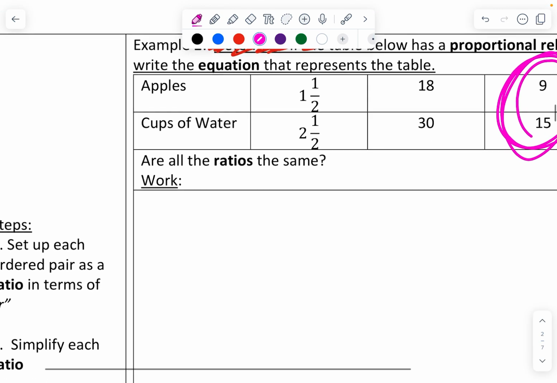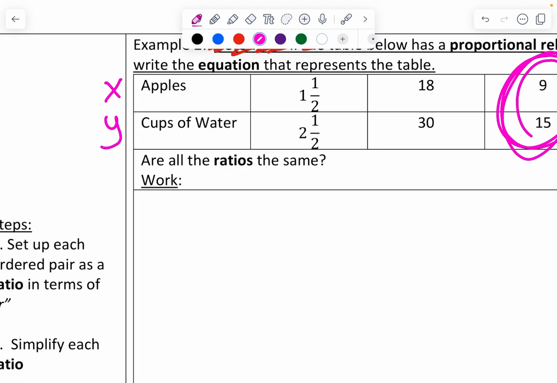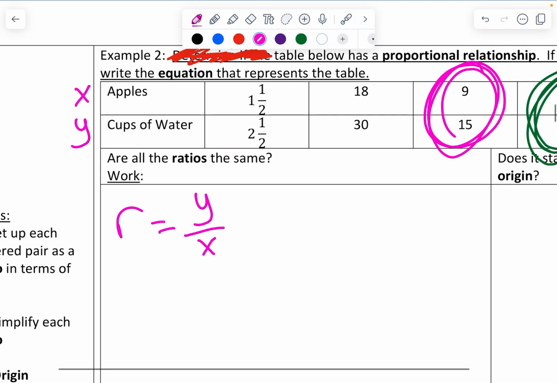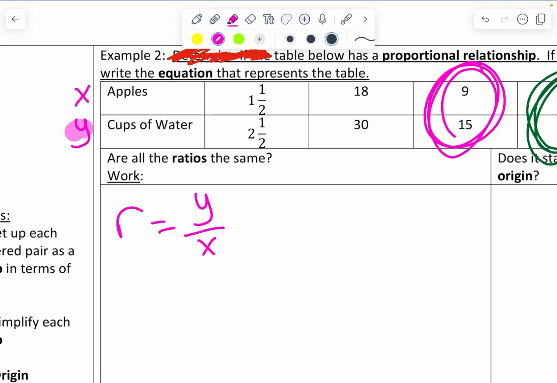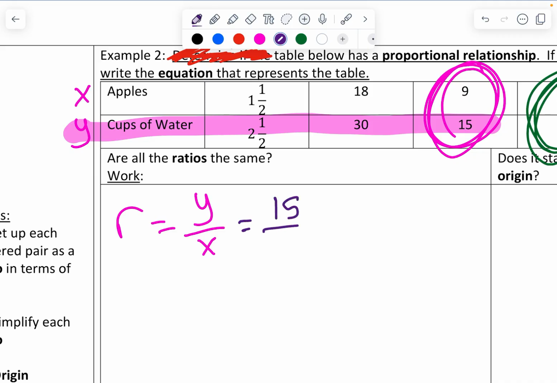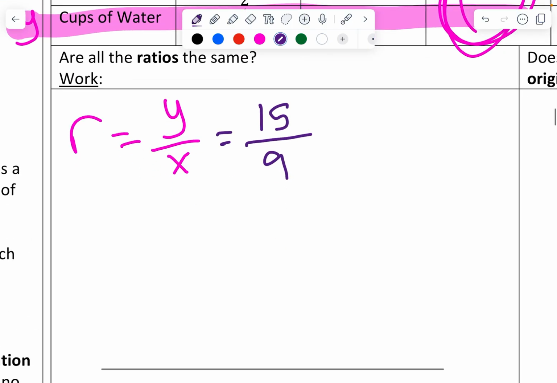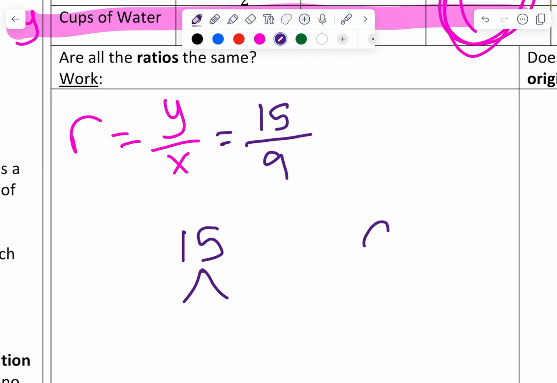And remember, x first, y second. All right, well, my y are these ones down here. So I got 15, and then the paired number with it is 9. Well, let's factor these things out.